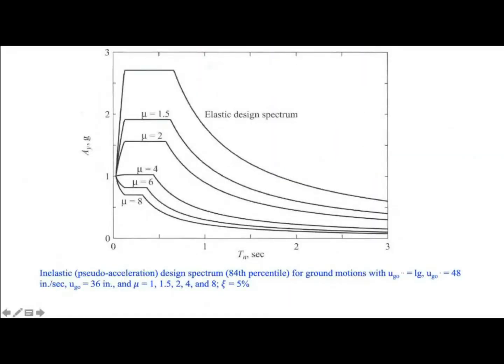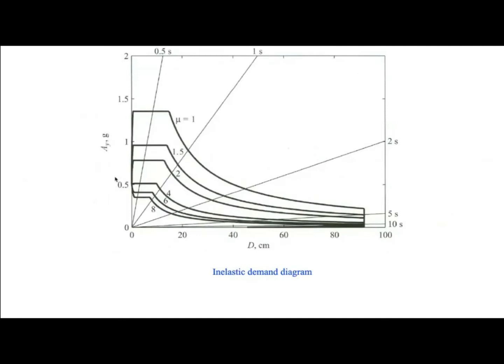Okay, this plot is showing you the elastic design spectrum. There is the elastic one, but there are a number of other design spectra obtained for various ductility values, for example ductility 1.5, 2, 4, 6, and 8. And you can see how the design spectrum changes when you increase the ductility. In this case, you can see a normalized design spectrum that is normalized to the value at the 0 vibration period.